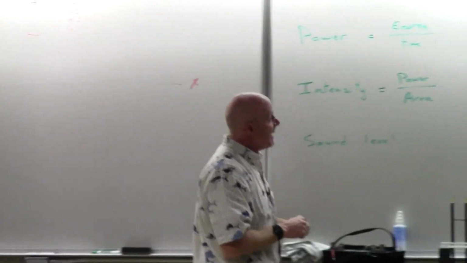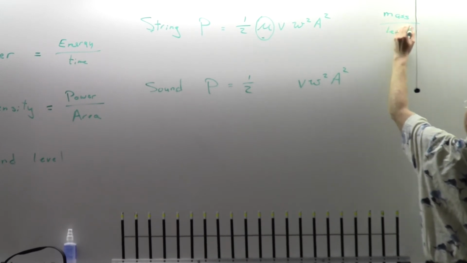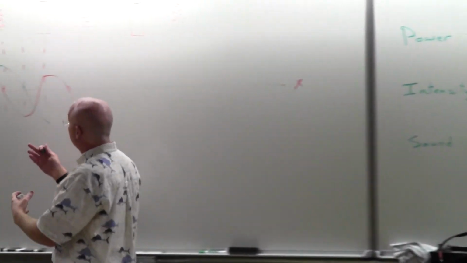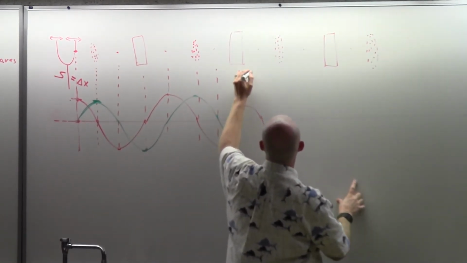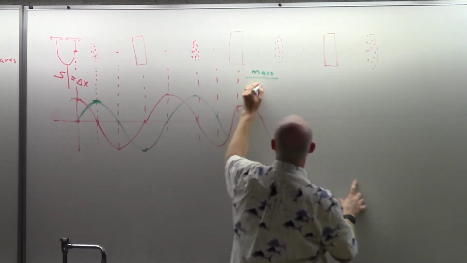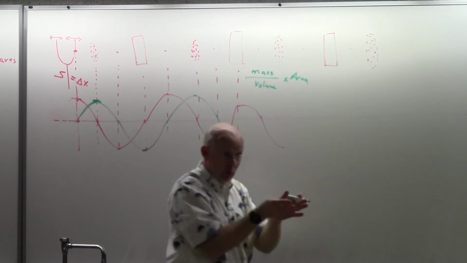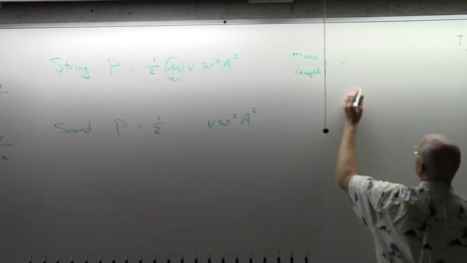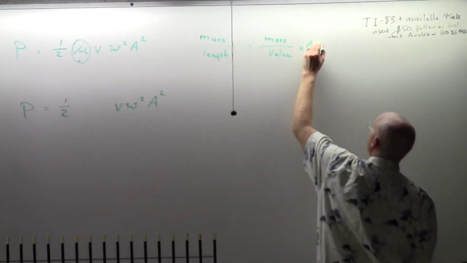So jumping back here into the math, remember this is mass per length. If we think of these sound waves in the simple terms of just length for a moment, you might say this would be the mass per volume times the area of where that sound wave is. And so what I'm going to do is replace mass per length with mass per volume times area.